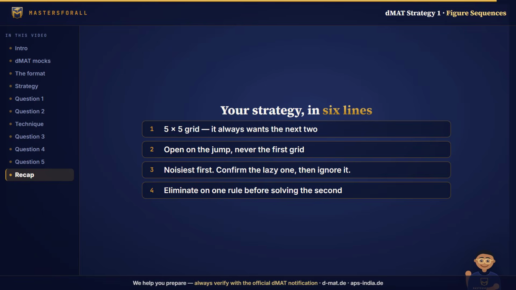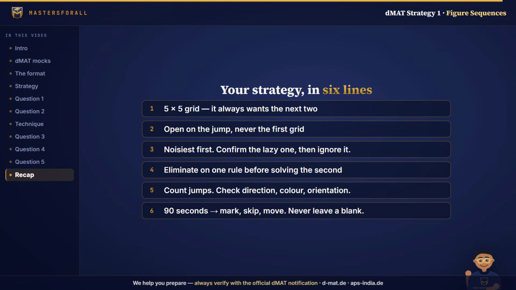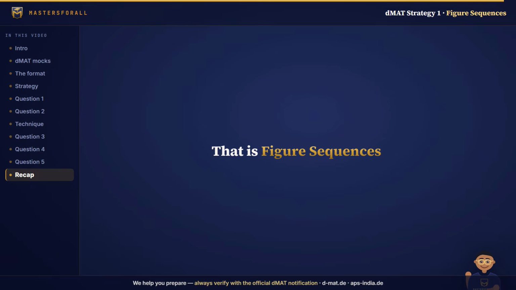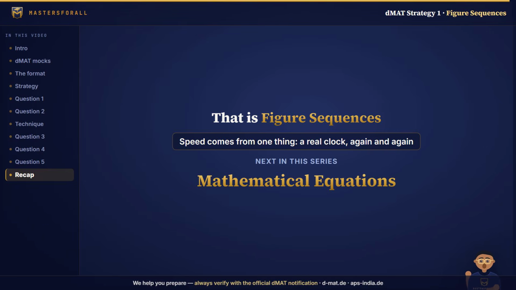Eliminate on one rule before you solve the second. Count jumps, not cells, and check direction, color, and orientation before you trust a pattern. At 90 seconds, mark, skip, move, and never leave a blank. That is figure sequences. Speed in this section comes from one thing only, doing it under a real clock again and again. Next in this series, mathematical equations.